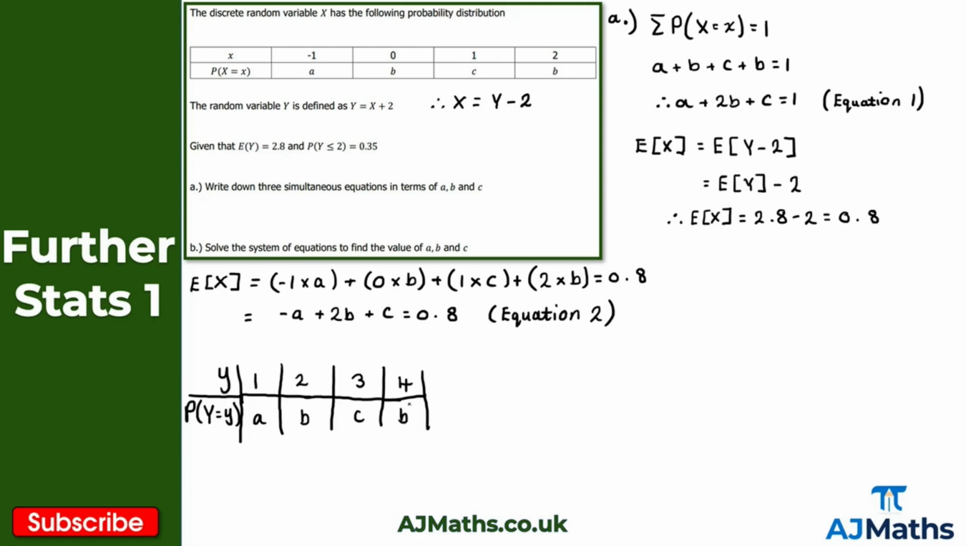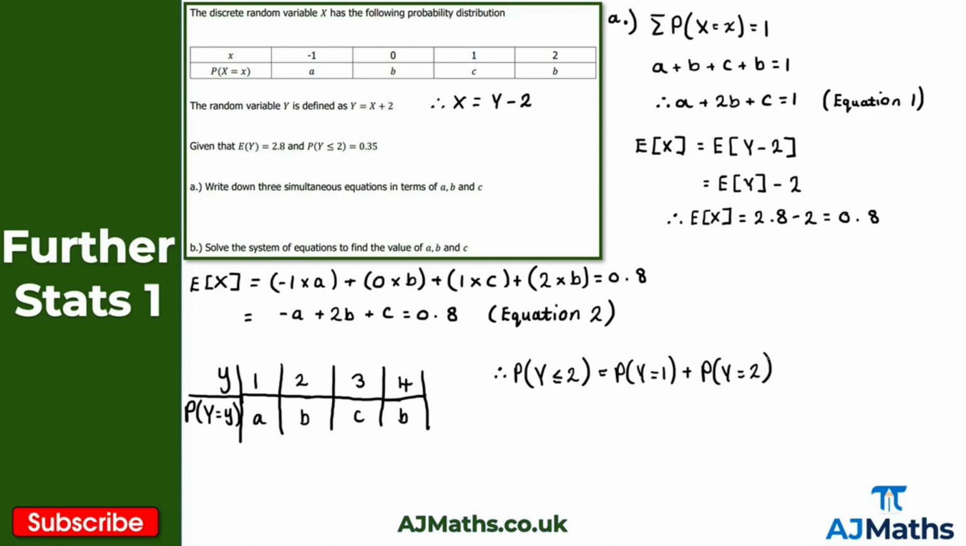Now for the probability of y being less than or equal to 2, using our probability distribution, in this case, those two values would be y equals 1 and y equals 2. So that's the probability that y is equal to 1, and the probability of y being equal to 2.